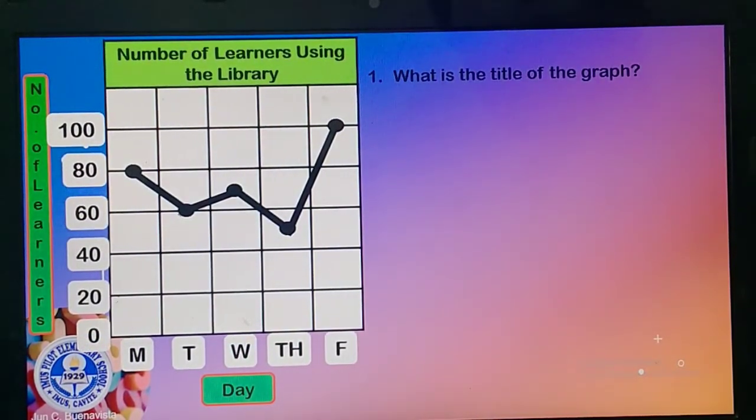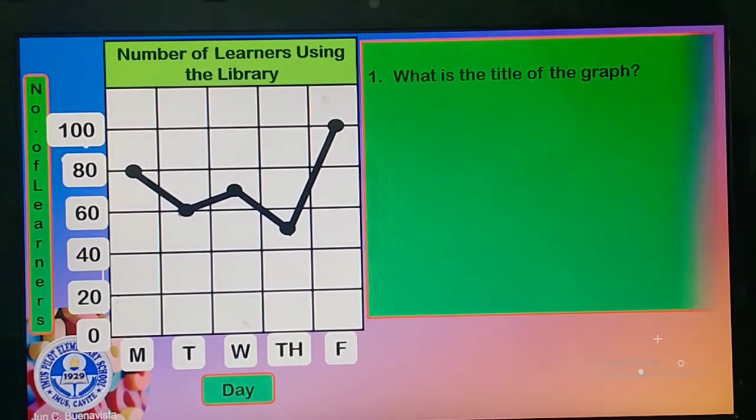Our title is the number of learners using the library. So our vertical axis is the number of learners. Then our horizontal axis is day. So we have M represents Monday, T Tuesday, W is Wednesday, TH is Thursday, and F is Friday. Now let us answer the questions.